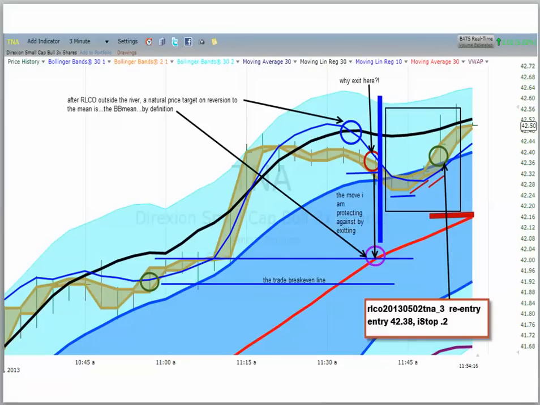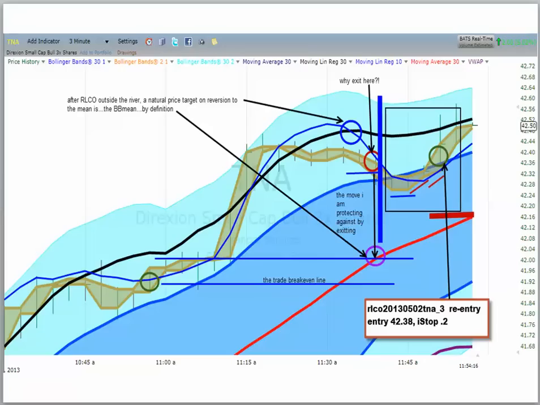To frame that up a little more explicitly, again, with the RLCO outside the river, a natural price target on reversion to the mean is the Bollinger Band mean in this purple circle. And that's the move that I'm trying to protect against by exiting here in the red circle. Because if it comes back all the way here to 42, you can see that I'm very close to my trade break-even line, and now instead of having 2R in hand and being able to cash a couple R, I've given back 2R. Then I'd be willing to rebuy it if it held support here, because I'm still thinking the price trend is up.